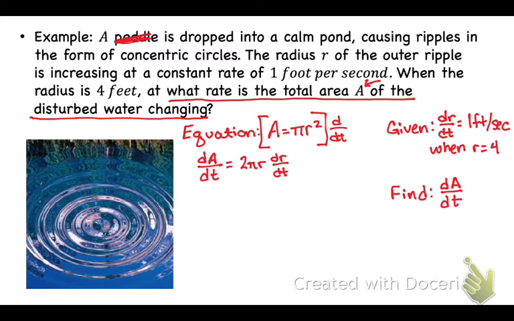And then plug in for dr/dt and 4 for r. Yep. So we have dA/dt, and we just go up across our equation. So I have 2 pi, and r is what? Oh, 4, because it's in our given, right? And dr/dt is 1. So dA/dt is 8 pi.